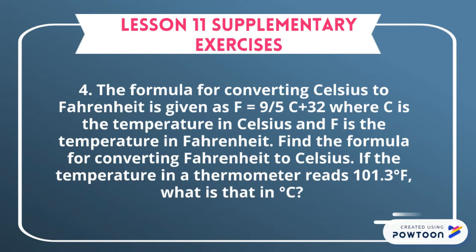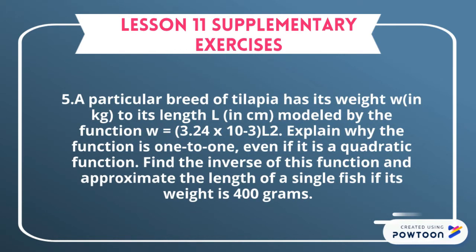The formula for converting Celsius to Fahrenheit is given as F is equal to 9 over 5 C plus 32, where C is the temperature in Celsius and F is the temperature in Fahrenheit. Find the formula for converting Fahrenheit to Celsius. If the temperature in a thermometer reads 101.3 degrees Fahrenheit, what is that in degrees Celsius?